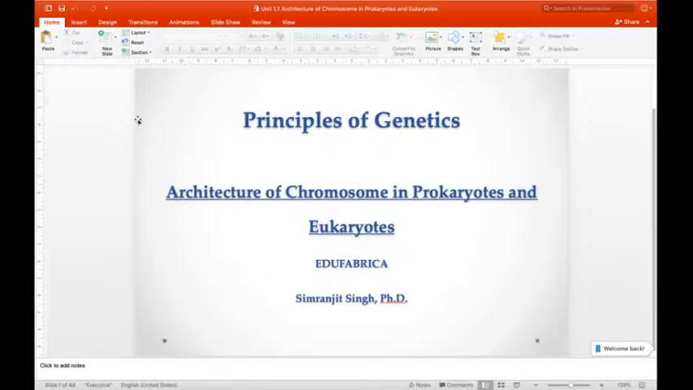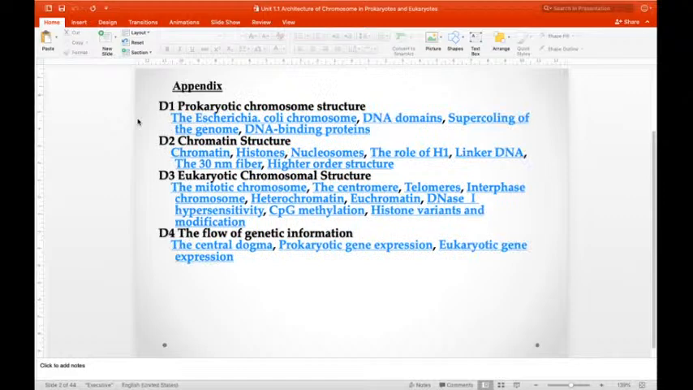I will be teaching the chromosomes here. We will go a little bit deeper into how chromosomes work, how histones, octamers, and nucleosomes are established, and how the architecture looks inside your chromosome. This is the appendix. We will be dealing with the prokaryotic chromosome, chromatin structure, eukaryotic chromosomal structure, and the flow of genetic information. We will be dealing with all of this today.